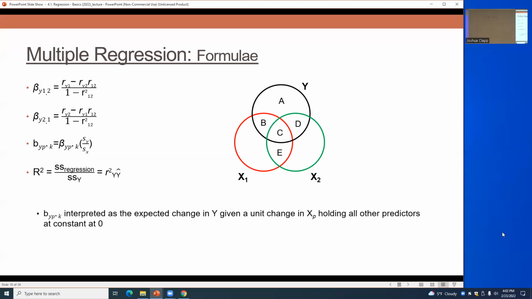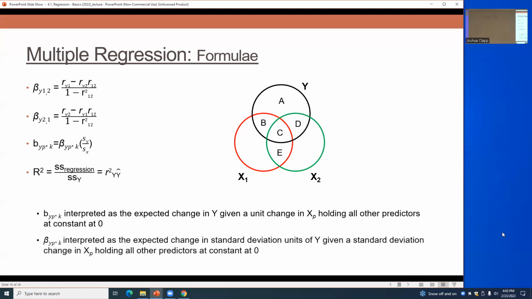Okay. So my unstandardized coefficient, we're going to interpret this as the expected change in Y given a unit change in X, holding all other predictors constant at 0. This is reflecting the unique association of X1 with my outcome. My standardized coefficient, we're interpreting as the expected change in standard deviation units of Y given a standard deviation change in X, holding all of the predictors constant at 0.